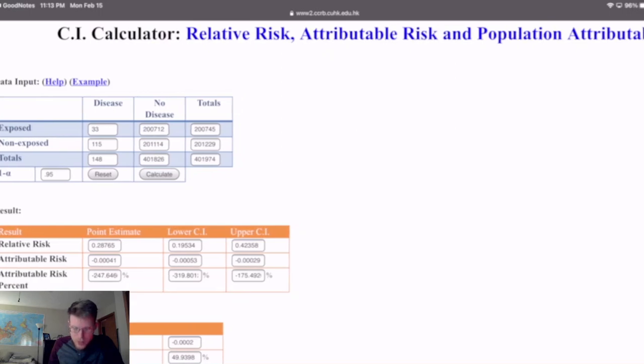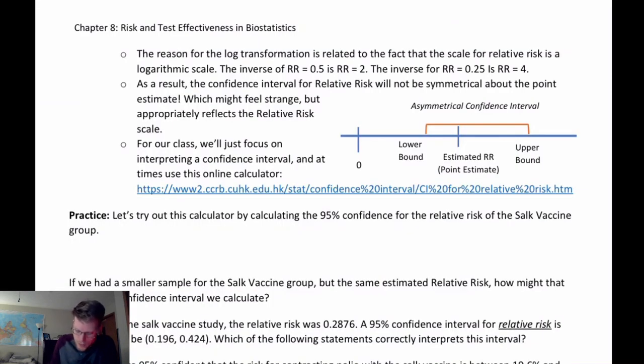some values down here. So you're going to notice that there is a point estimate. That is the relative risk value that we calculated from before, 0.288, 0.287, somewhere around there. There's also going to be a lower and upper bound of 0.195 and 0.42, let's see, 424 if we're going to round that. So 0.195, 0.424 are going to be our interval bounds.